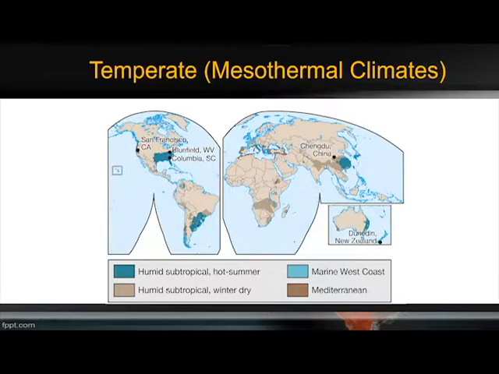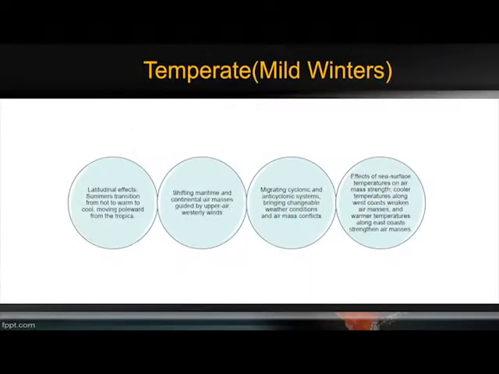You can see most of South America, southern United States. Also you can have them in Europe and Asia. They are classified by humid subtropical hot summer, humid subtropical winter dry, marine west coast, and Mediterranean. So let's see the characteristics of each one of them.